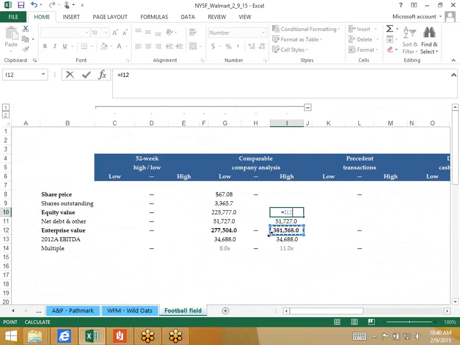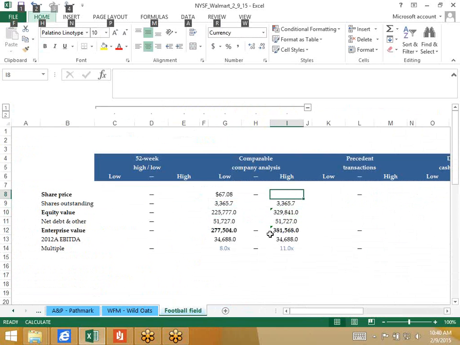Equity value is the enterprise value minus the net debt. We'll take the same shares and we'll divide again. Right, so the idea is based on the comps high and low, where would Walmart trade? Anywhere from 67 to 98. It's a big range.